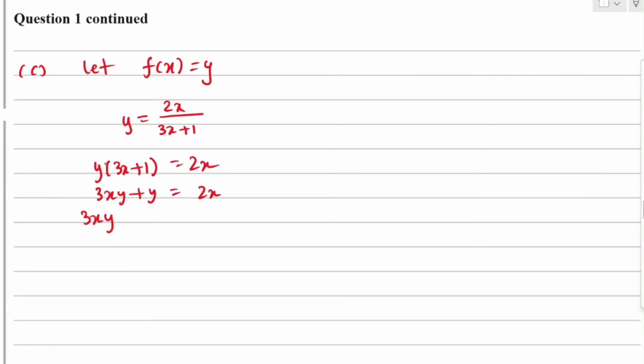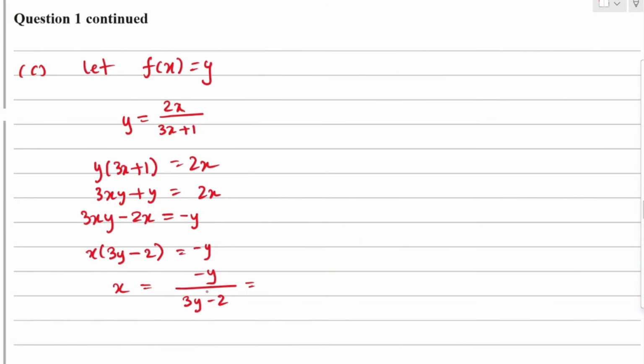Now we can bring all the terms with x in it to the left, and we can move all the terms without the x to the right. Now we will take x common from both of these terms, and if we make x the subject of the formula, we get minus y divided by 3y minus 2.